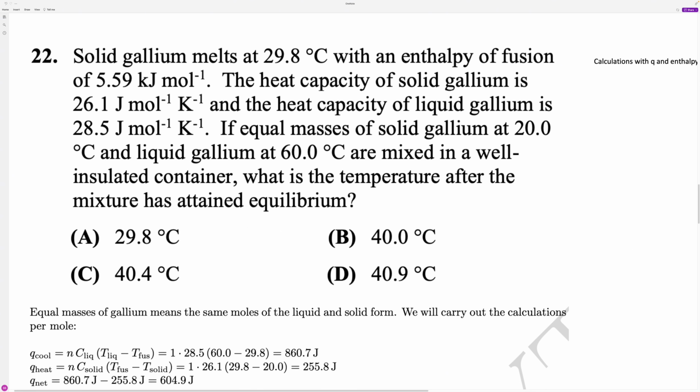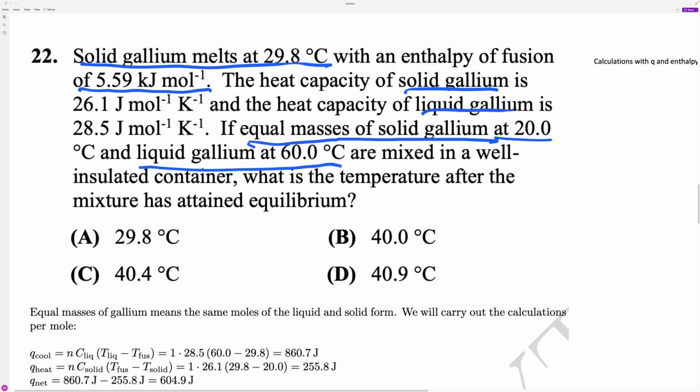So to break down the problem here, we're told that solid gallium melts at this value, and it has an enthalpy of fusion of this value. Then it tells us the heat capacity of solid and liquid gallium. And then it asks us what the temperature is going to be at equilibrium when you have equal masses of solid gallium at 20 degrees Celsius and liquid gallium at 60 degrees Celsius.